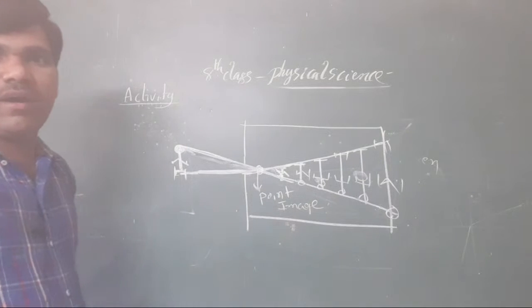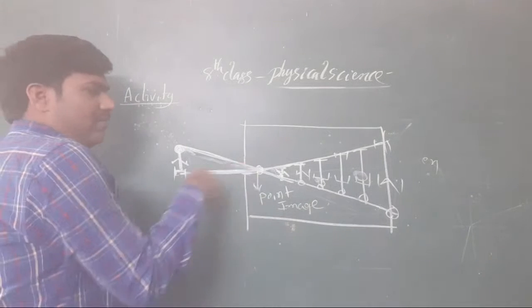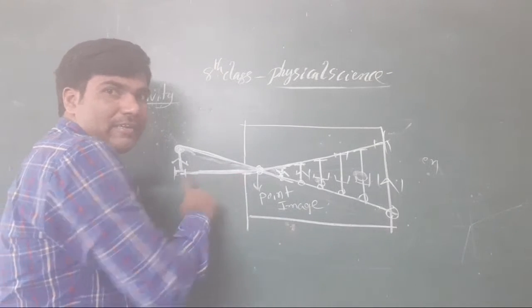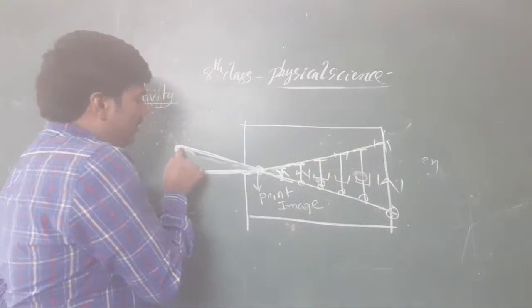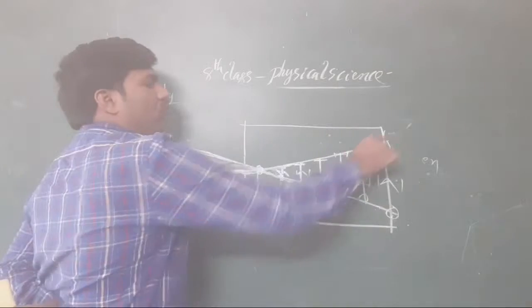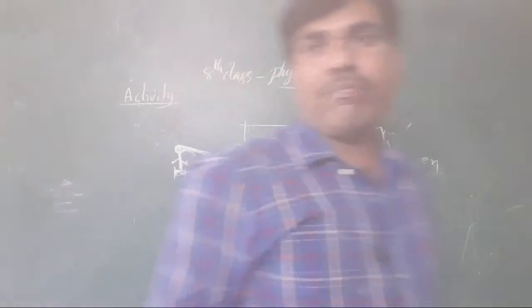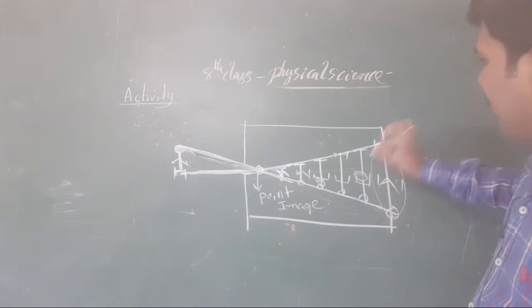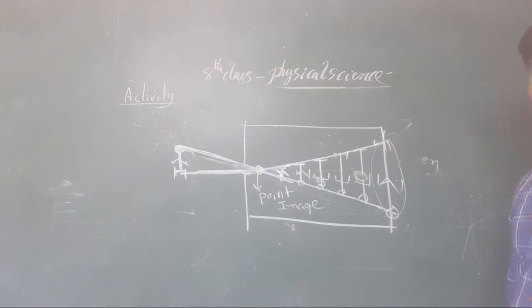Yes, after that, the rays change their paths because of this edge, and the light moves in this format. The light going up moves in the form of down. This down light moves in the form of up. Okay, clear or not, all of you? In this mode only, our image is formed for us. Okay, got it or not?